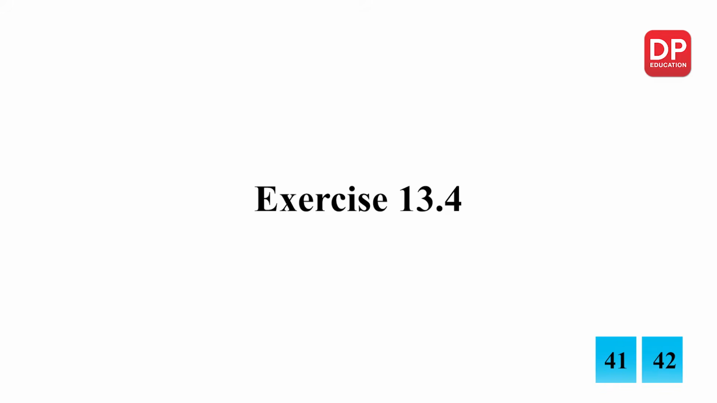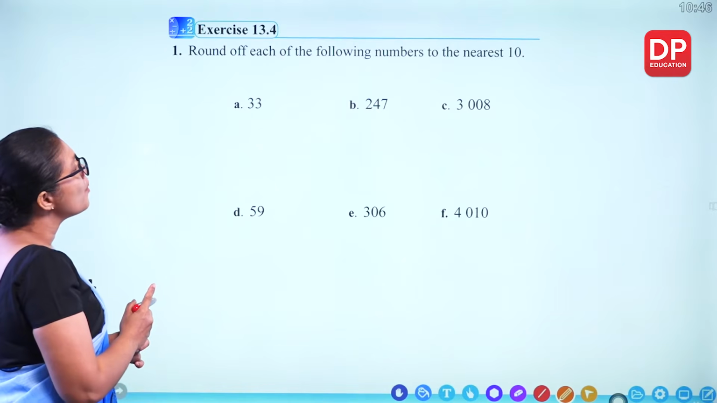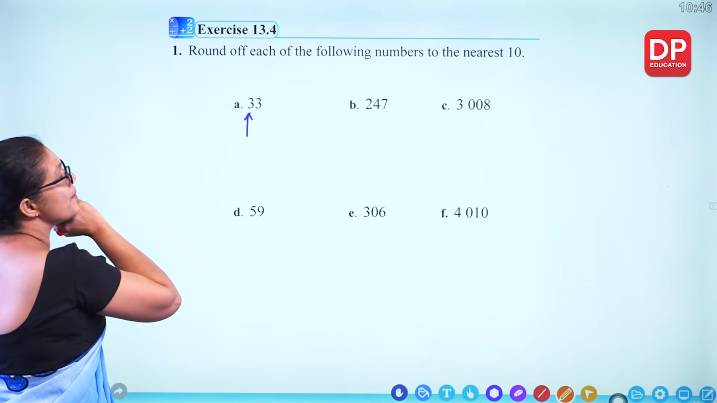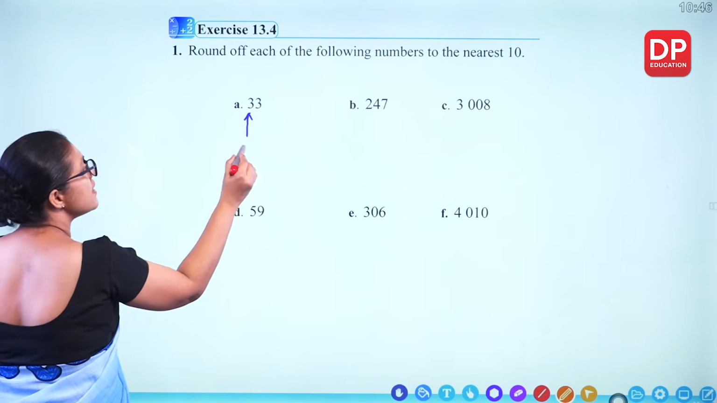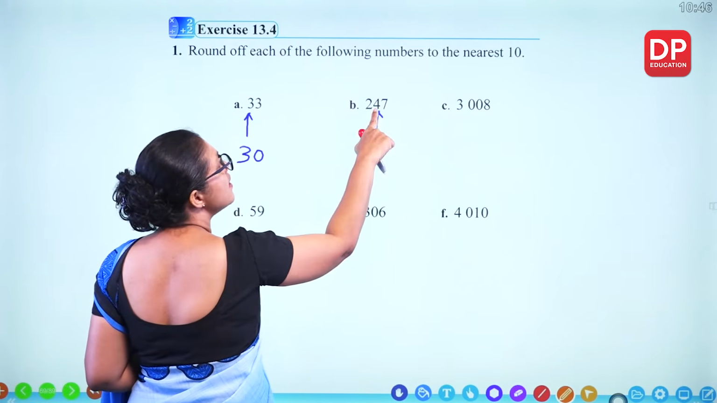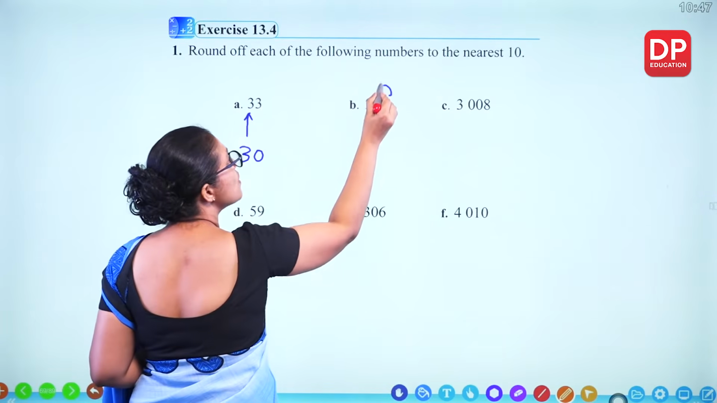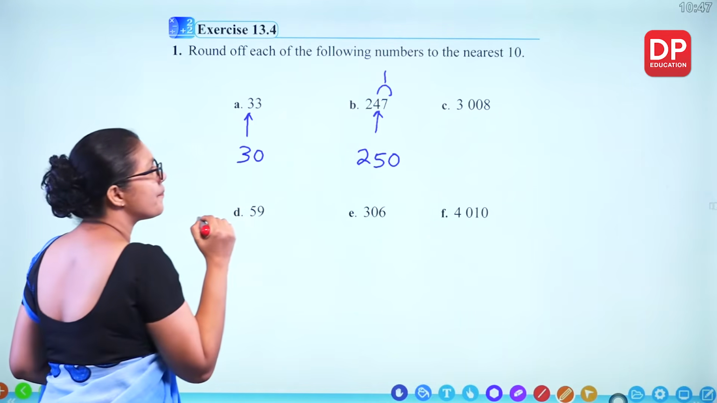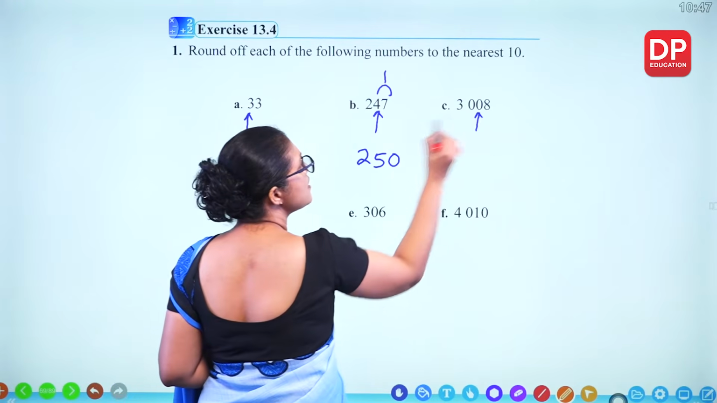Exercise 13.4. Round off each of the following numbers to the nearest 10. So where's the tens place? So put an arrow there. So this is this one. Right hand side number is less than 5. So you don't add it. You put a 0 there. Tens place number is here. The next number to the right is more than 5. So you add 1 to the digit. So 250. This one 3008. This is the tens place.